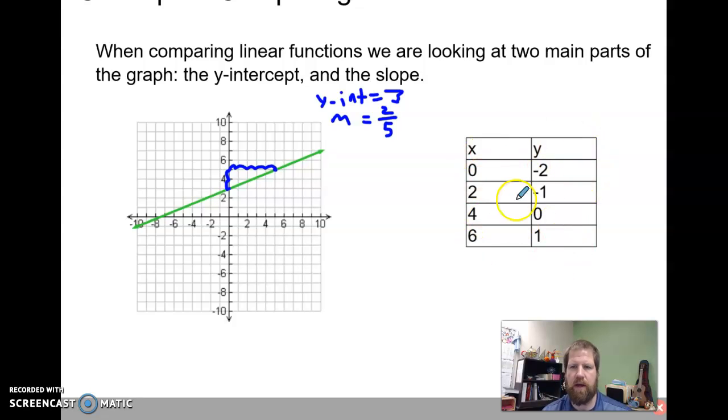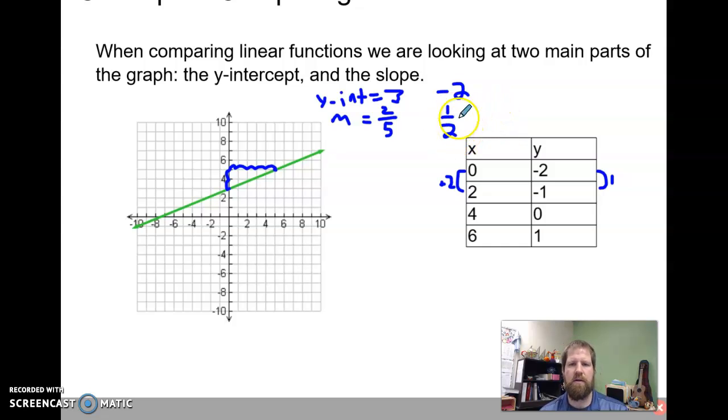This is also a linear equation, in table form. So find my y-intercept. Well, it's where x is 0, so my y-intercept for this one is going to be -2. And my slope, for every time I increase 2 for x, I am increasing 1 for y. So that is a 1 over 2 slope. There we go. 1 over 2, or 1/2 slope.